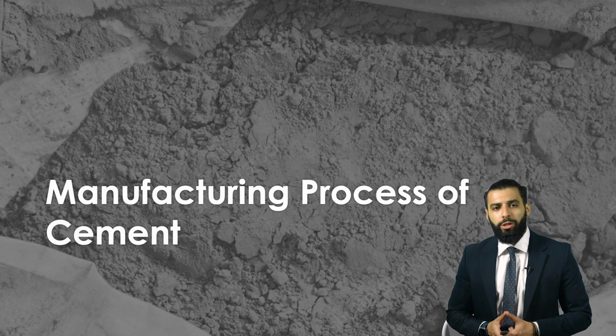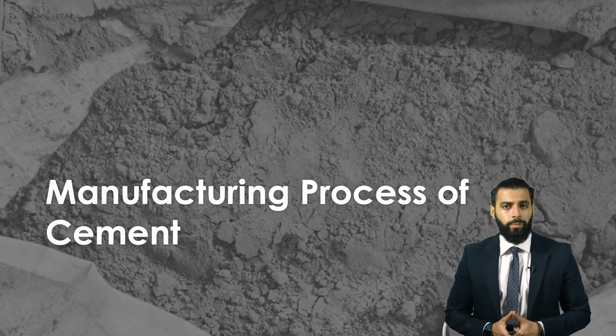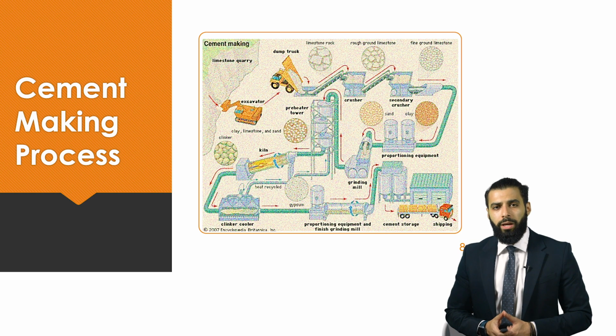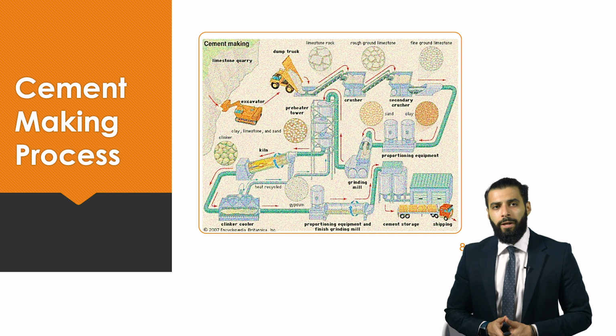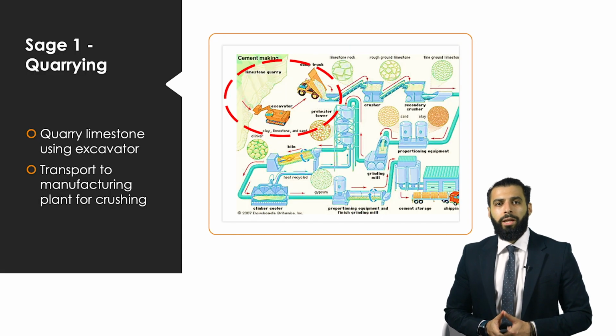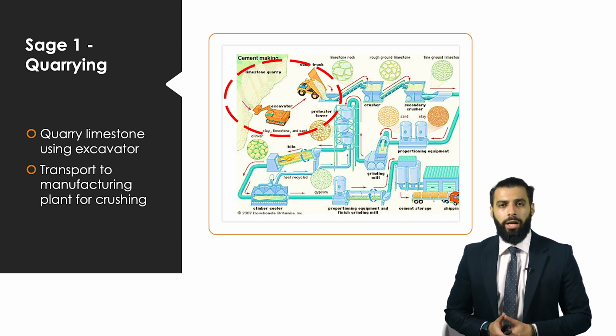So what's the manufacturing process of cement like? This is just a brief summary of the cement making process. I'm going to go through each of the main stages. So stage one is the quarrying. You've got to quarry the limestone, of course, so you use an excavator to do that. The excavator then loads your dump truck, and then that would go to the manufacturing plant.